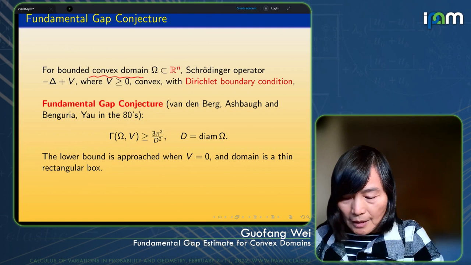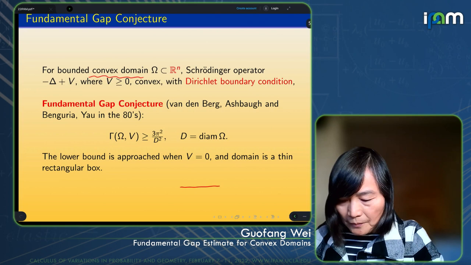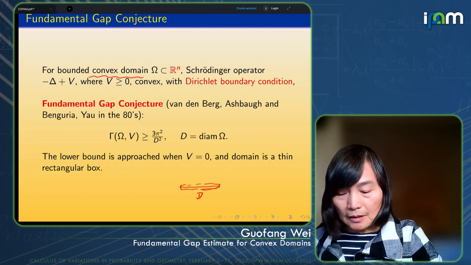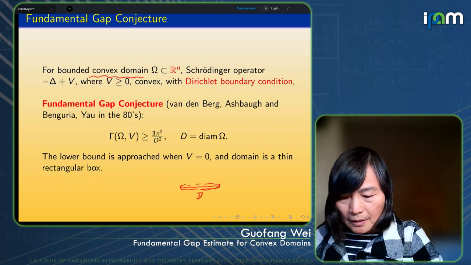So this is optimal because when you take a domain which is a very thin strip of length equal to d, you can compute for the rectangular strip that it approaches 3π²/d². So this number is the best possible. This was independently conjectured by van den Berg, a physicist, Ashbaugh, Benguria, and Yau in the 80s.